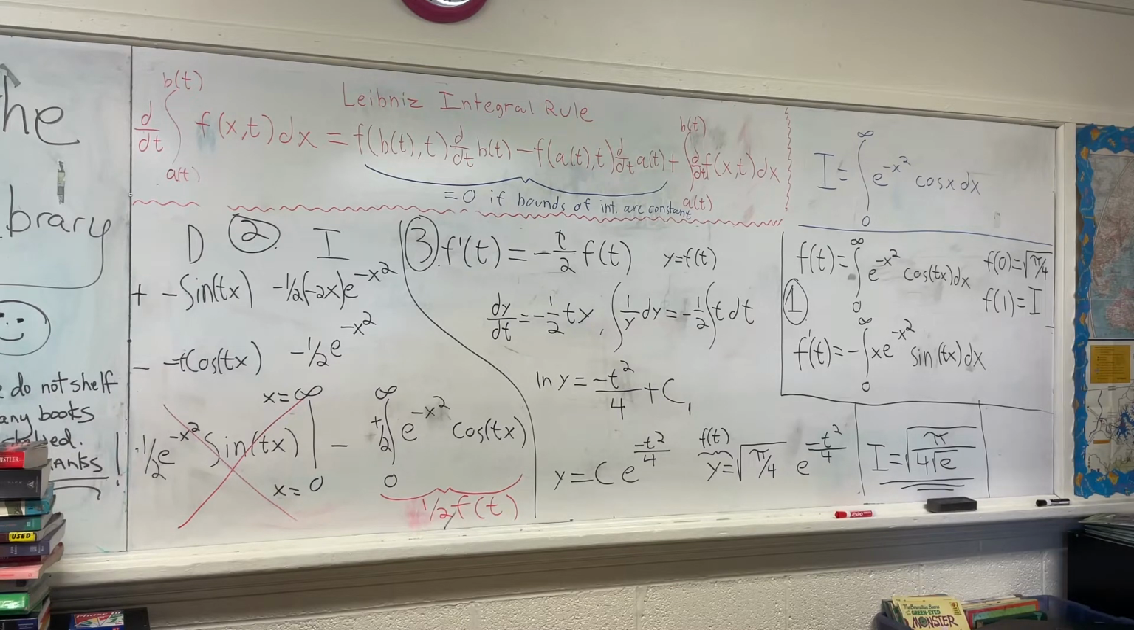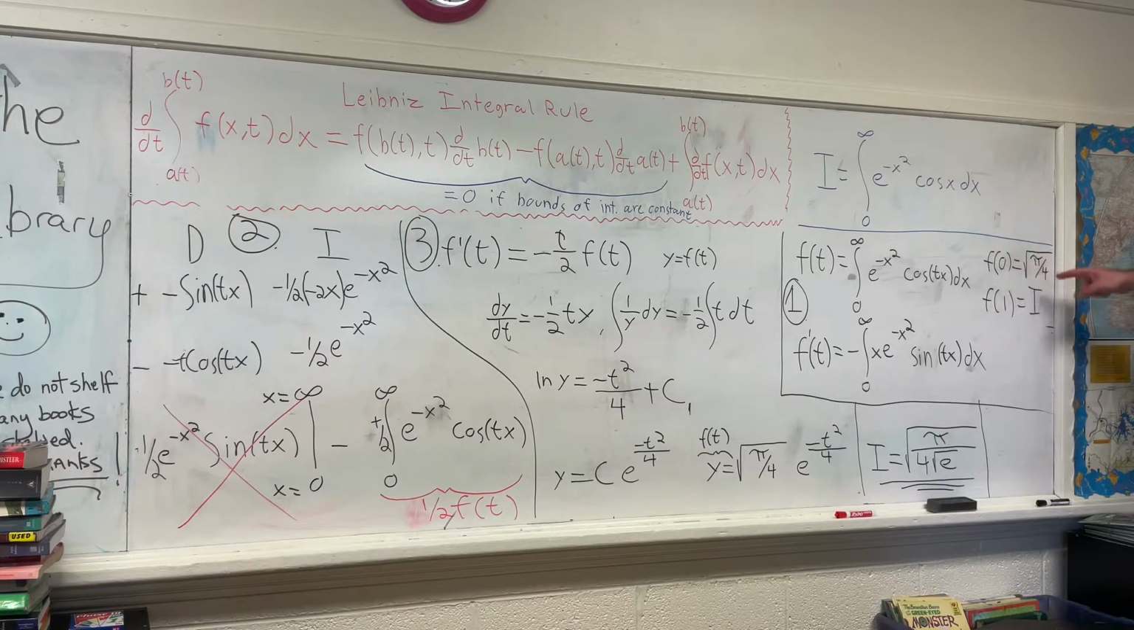Our first step, like always, is to create a function of t closely resembling that integral. In this case, I just put a t right there in front of that x to give us this: F of t equals the integral from 0 to infinity of e to the negative x squared cosine tx dx.